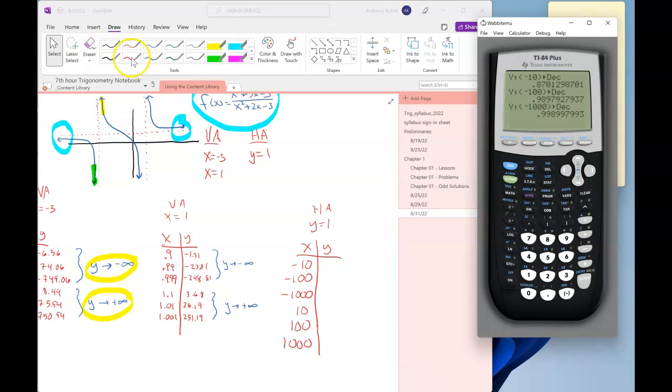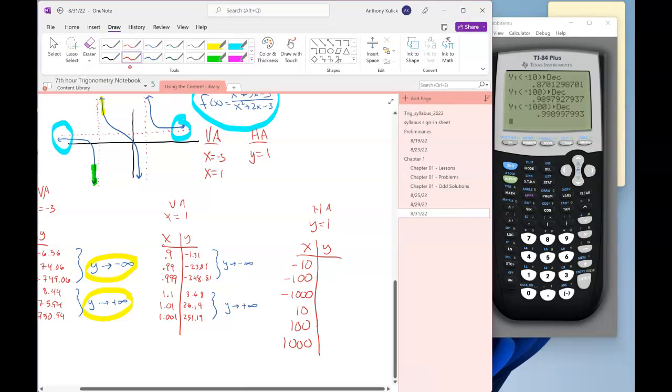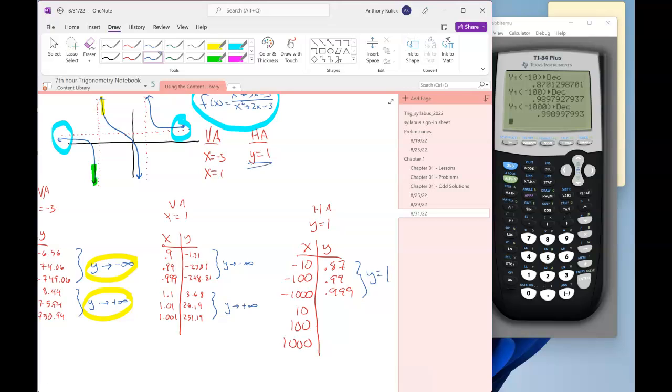What do you notice is happening as we're getting smaller and smaller? What value are we approaching? We got 0.87, 0.99, and 0.999. Looks like 1, which is what we're expecting to see, right? The y value should be going to 1.